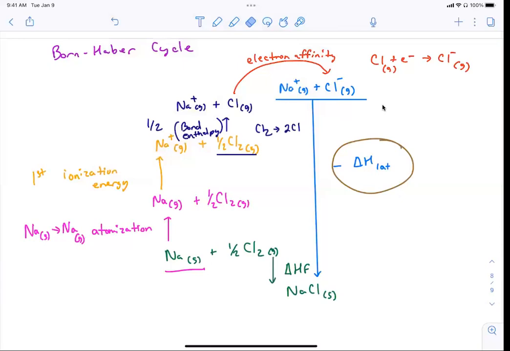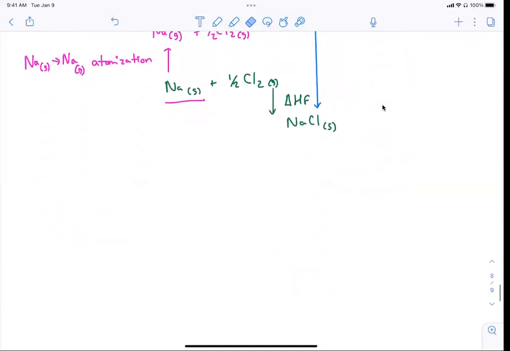Okay. That's the Born-Haber cycle. We'll revisit that again, but we've got to move on.